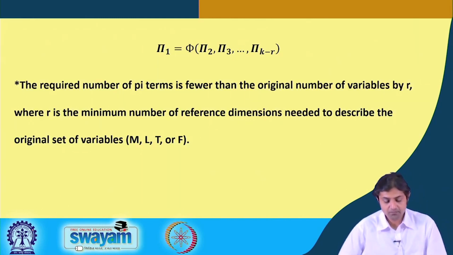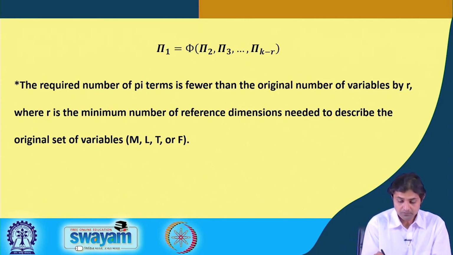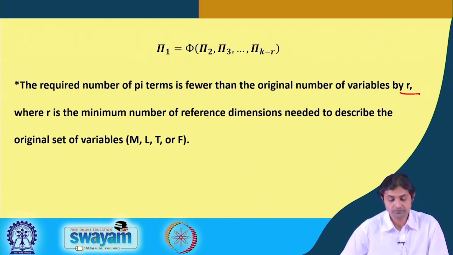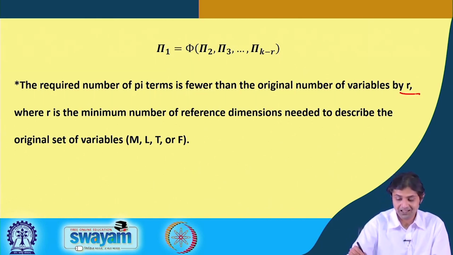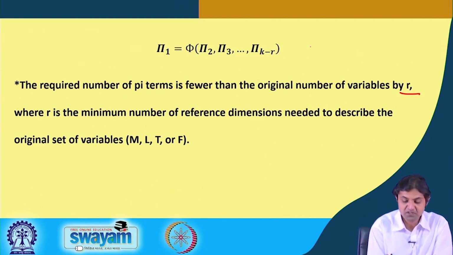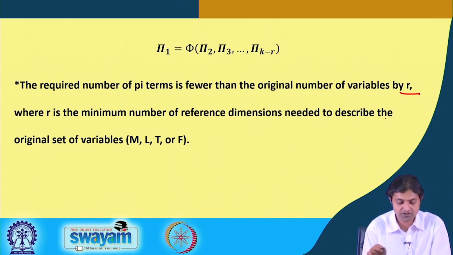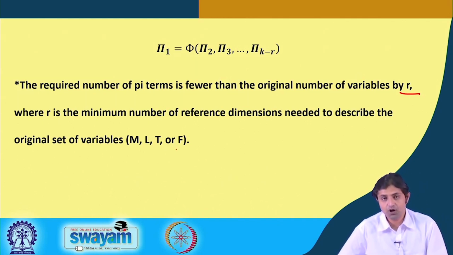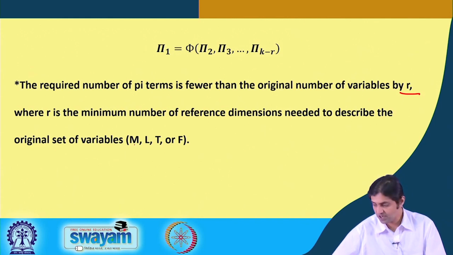So, the required number of pi terms is fewer than the original number of variables by R. Okay. So, K minus R, so number of dimensionless group would be equal to K minus R, and here R is the minimum number of reference dimensions needed to describe the original set of variables. So, M, L, T or F. It could be all 3 of them or 2 of them, or could be 1 of them. You will get to understand this more clearly when we start solving the problems.